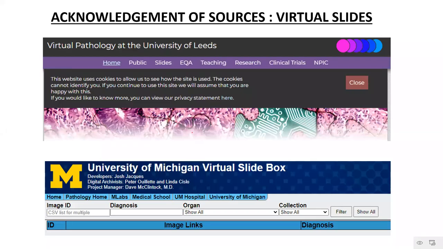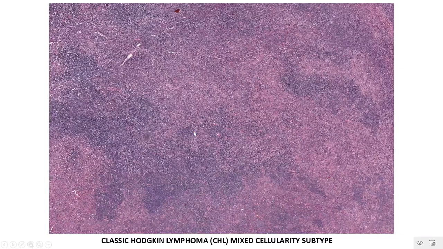Before we start off with the virtual case discussion, again, I acknowledge the slides that I've utilized from these two beautiful sources, one being the University of Leeds and the other from the University of Michigan virtual slide box. This first one is probably going to be an exam spotter if they keep a Hodgkin lymphoma case for you. And this is the one where the Reed-Sternberg cells are pretty easy to identify, actually.